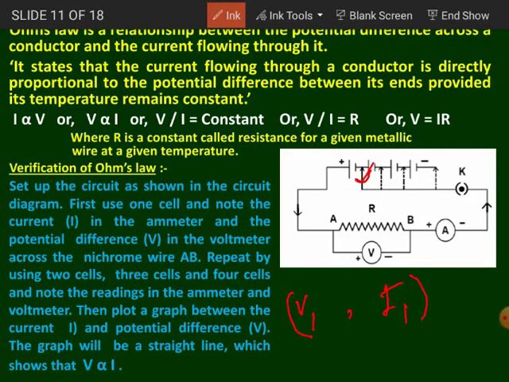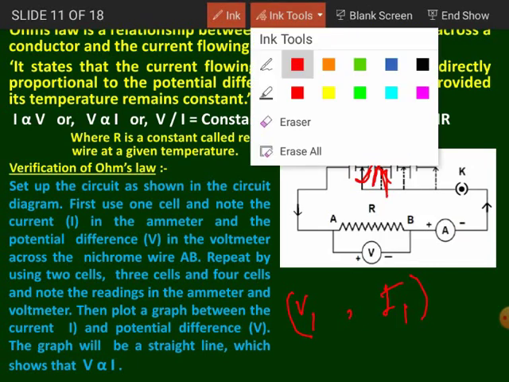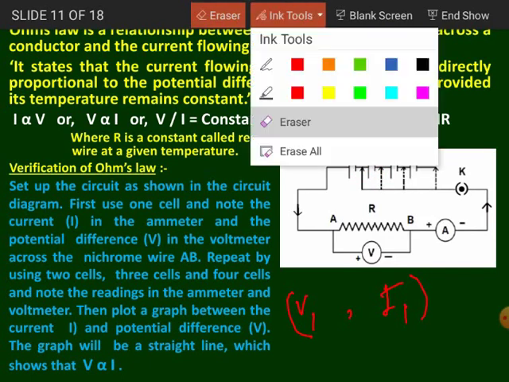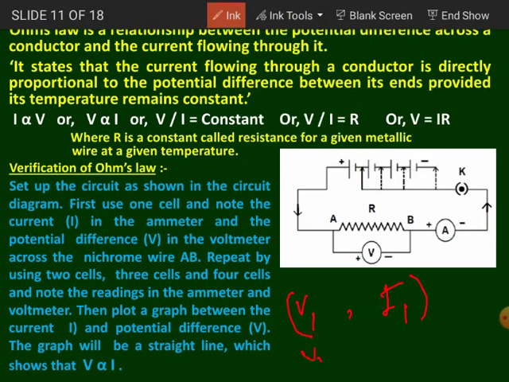Then in the next case you include two cells in the circuit, so the connection will be here. Got it? Clear? At this time, let's see the potential difference. It will be denoted by V2 and I2, and let's make this the second ordered pair. So when the battery of two cells is connected, the potential difference read by the voltmeter is denoted by V2, and the current read by the ammeter, let's denote it by I2 for the second one.